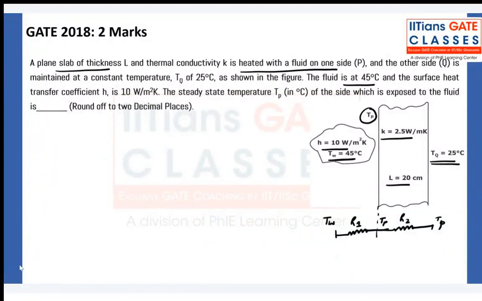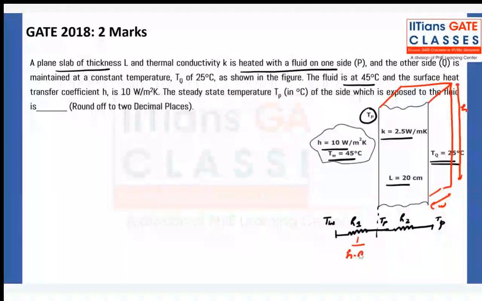What is R2? R1 is 1 upon HA. What is area? This is the area: width into height, which will remain the same for conduction and convection. Now what is R2? Conduction or convection? Conduction. Very nice. So this is L upon KA. Both areas will remain the same for conduction and convection.